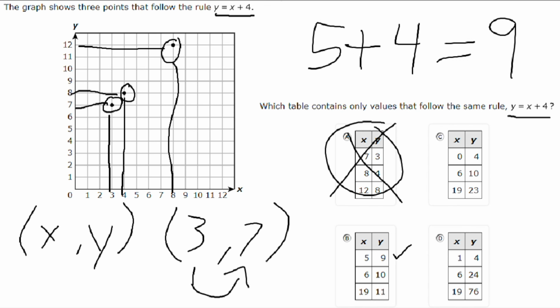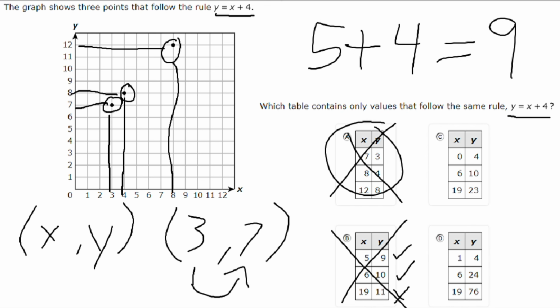X is 6. 6 plus 4 is 10. That checks out. Let's look at the final one. X is 19. 19 plus 4 is what? 23. So this doesn't work out. If one part of your answer is wrong, then all of it is wrong. So B is not the answer.